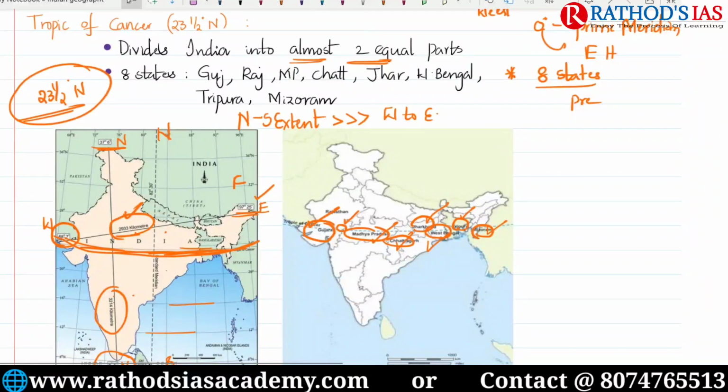And one more thing here is, somewhere here we can see the equator is present, right? So this part comes under the tropical region, and this part above the Tropic of Cancer comes under the subtropical region.